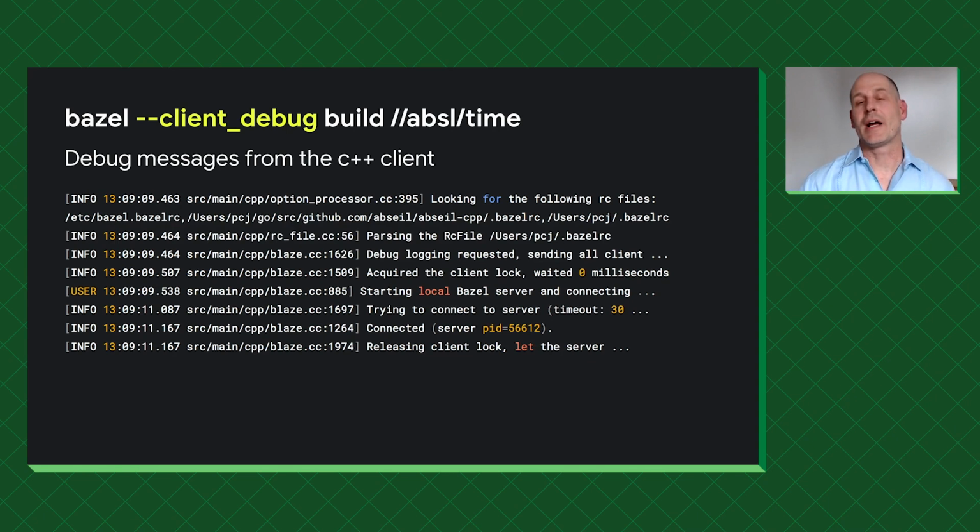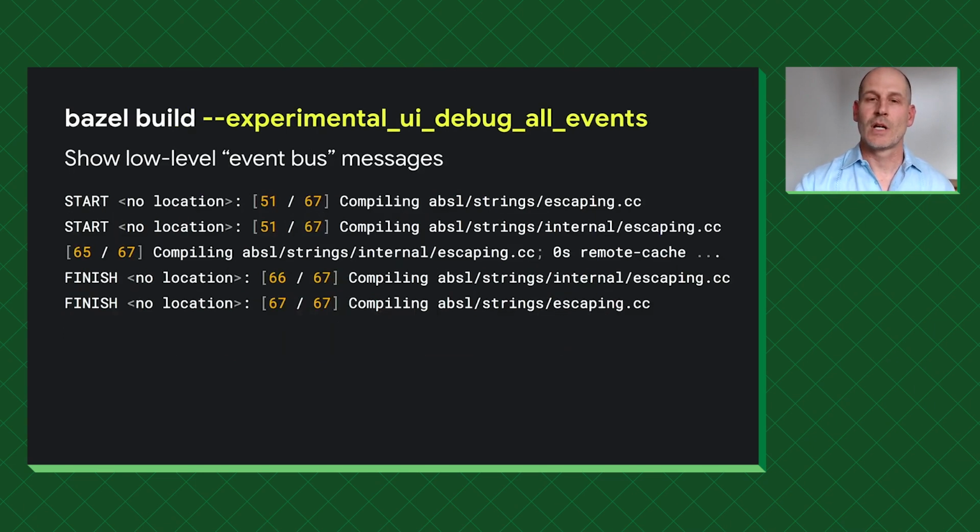client_debug is a bit more esoteric, but it does tell you events that are occurring inside the front end, which is written in C++. And then finally, --experimental_ui_debug_all_events shows you messages coming across the event bus. And I find this interesting because it prints both when an action starts and ends, which is information that's kind of hard to get otherwise.